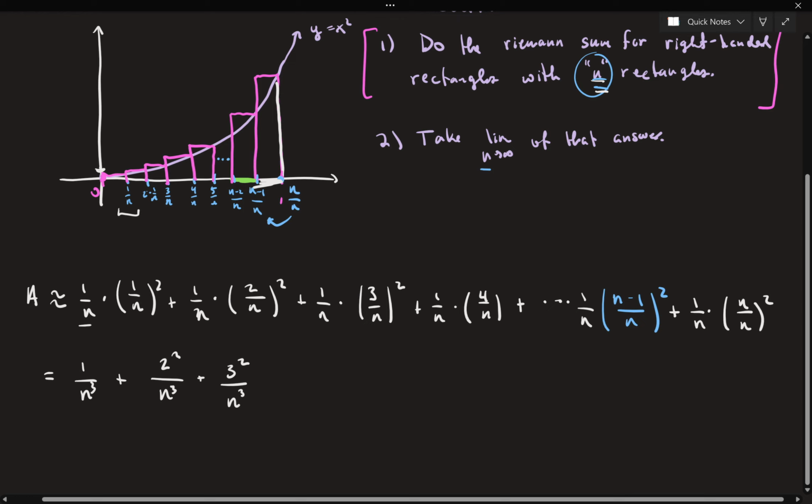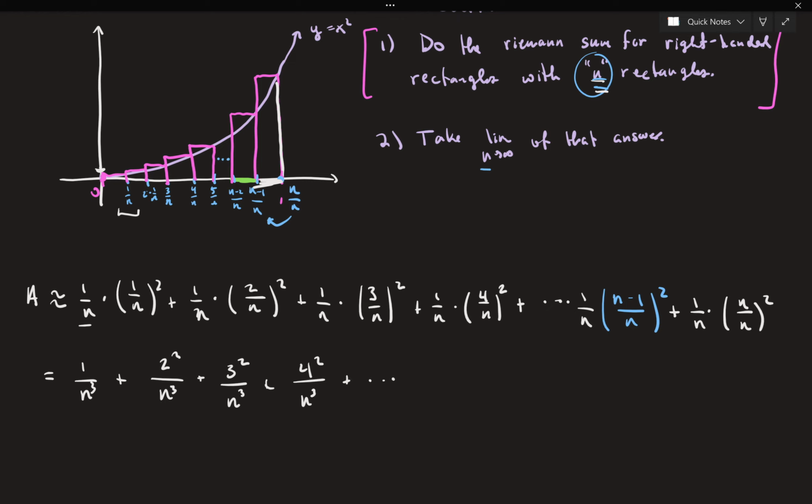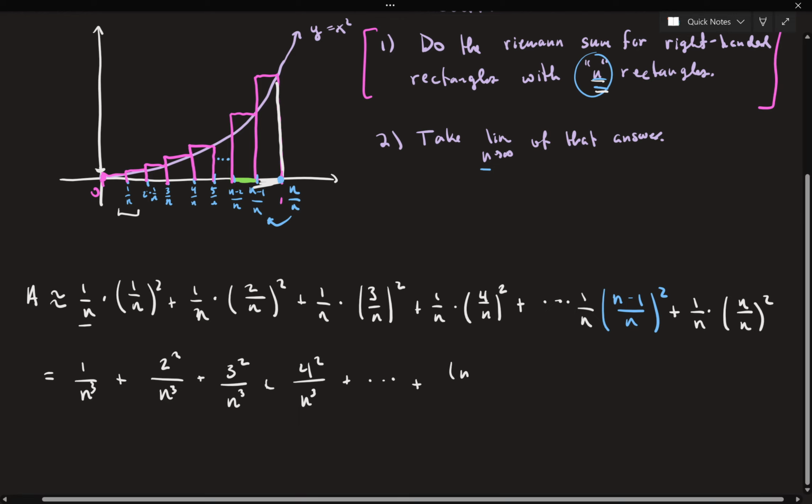And now I've got, this should be squared, 4 squared, and I have n cubed. And I keep going. My second to last one is n minus 1 all squared. I've got n cubed on the bottom. And then I've got n squared over n cubed.